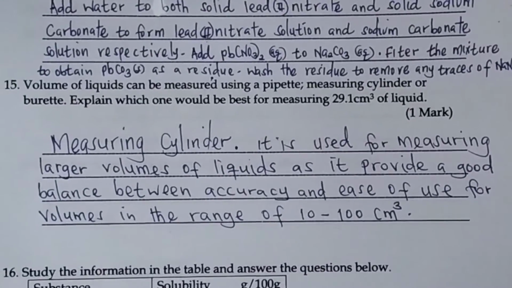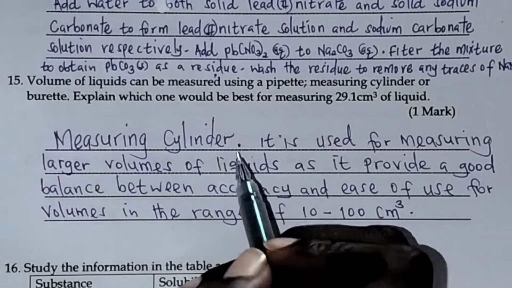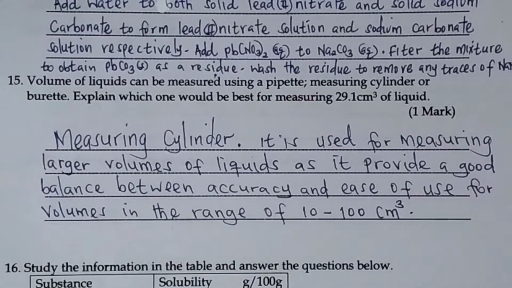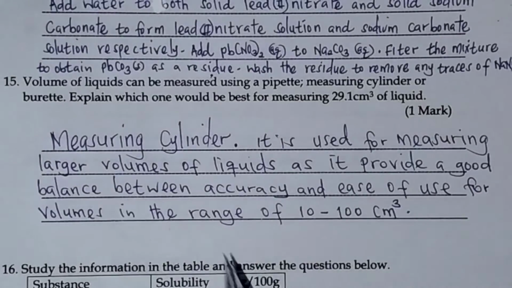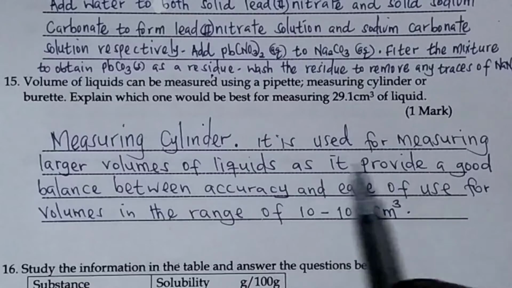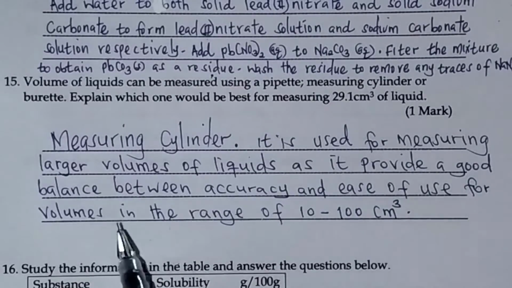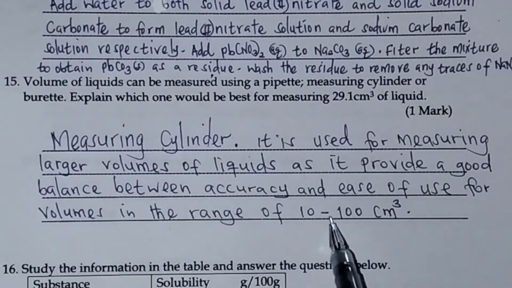Question number 15. We are told the volume of liquids can be measured using pipettes, measuring cylinders, or burettes. Explain which one will be the best for measuring 29.1 centimeter cube of liquid. So we are saying measuring cylinder. Why? Because a measuring cylinder is used for measuring larger volumes like 29.1 centimeter cube of liquids, as it provides a good balance between accuracy and ease of use for volumes in the range of 10 to 100 centimeter cube.